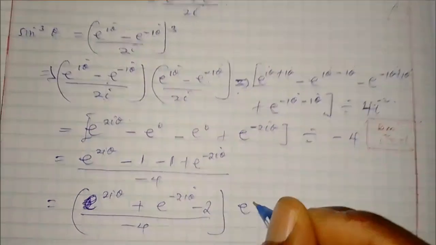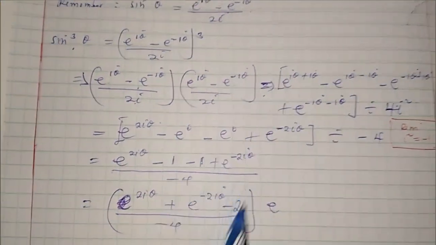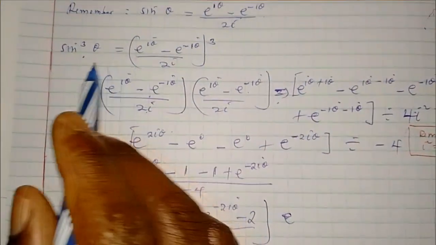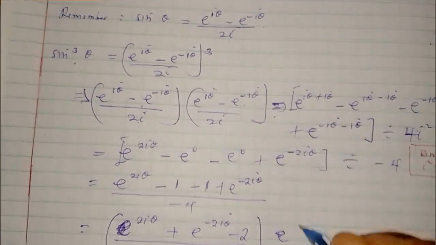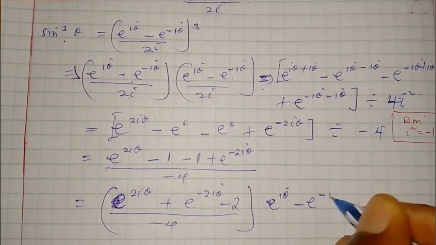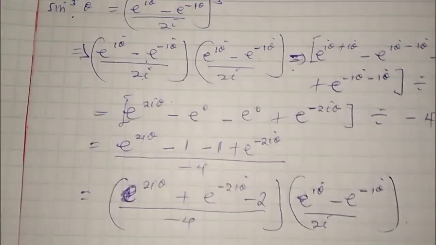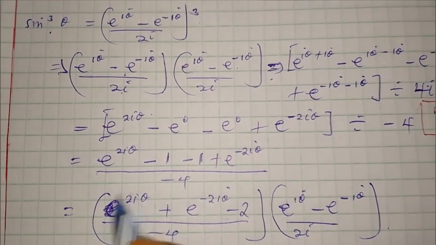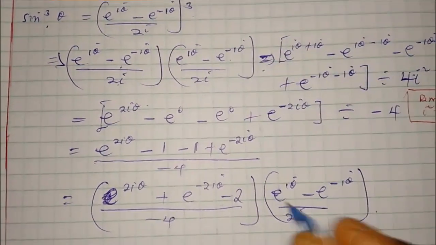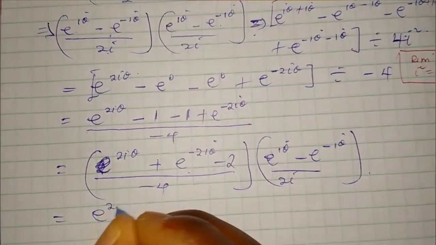Remember it's cubed. Are we there? So we multiply again. This is just the square, this is sine squared. Now we multiply another sine, so that we get sine cubed: e^(i theta) minus e^(negative i theta) over 2i. Are we there? So e raised to power 2i theta times e raised to power i theta. Remember, we have the same base. Are we there? So we have e^(2i theta).